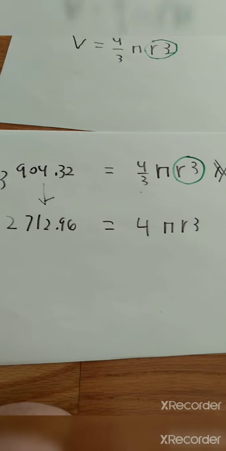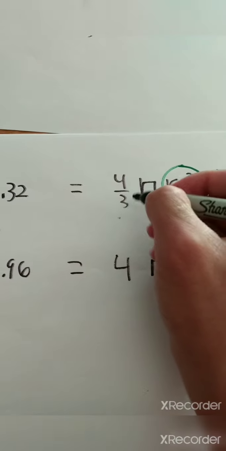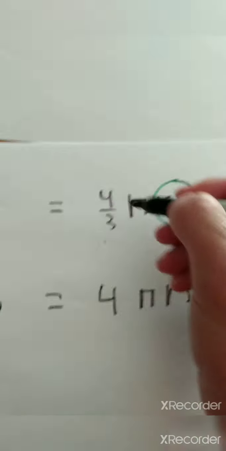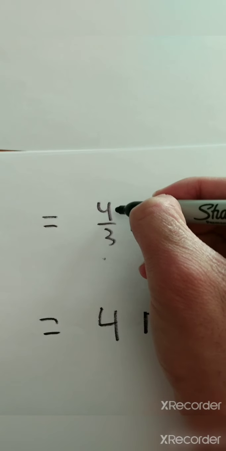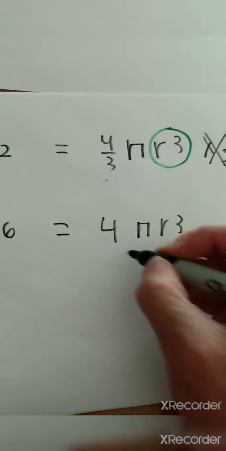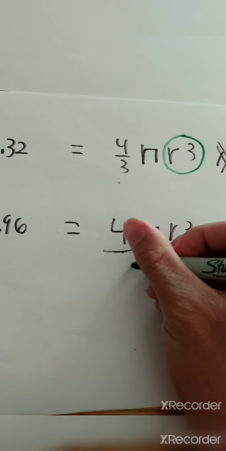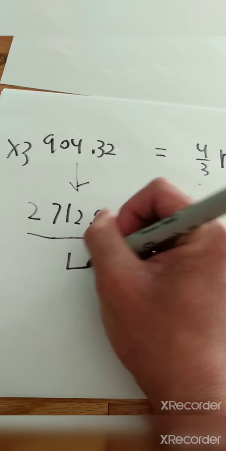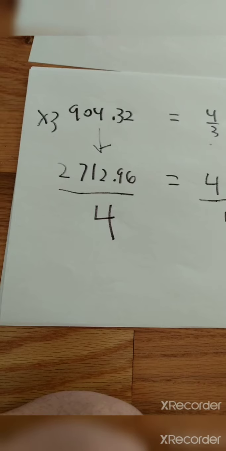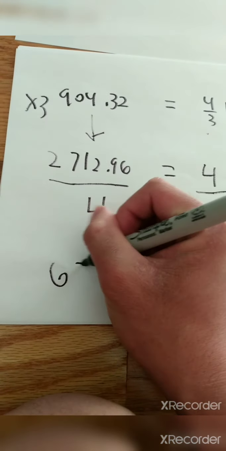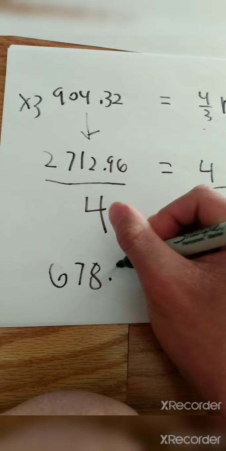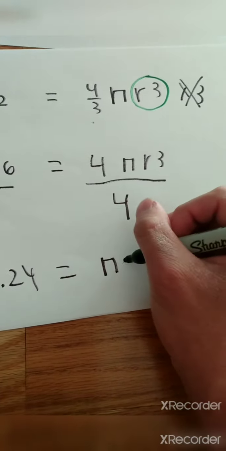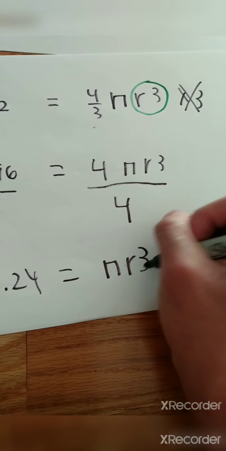The next step is, before we divide by 3, the step before that for finding the volume is to multiply by 4. So, instead of multiplying, we're going to have to divide that by 4. So if we divide this by 4, we're going to get an answer of 678.24 hundredths. And then we'll get pi r cubed.